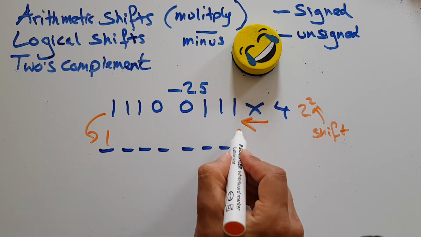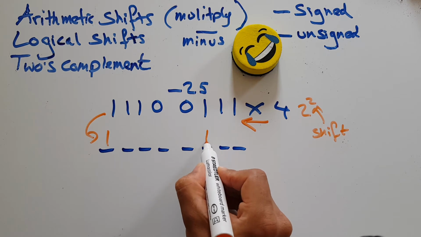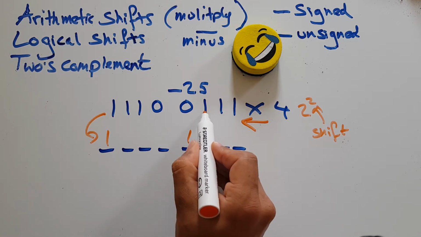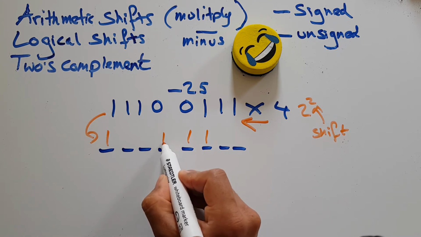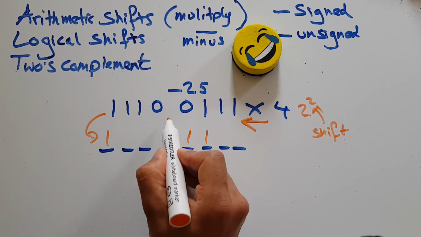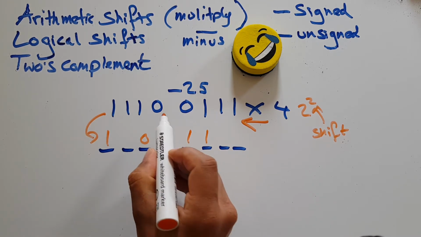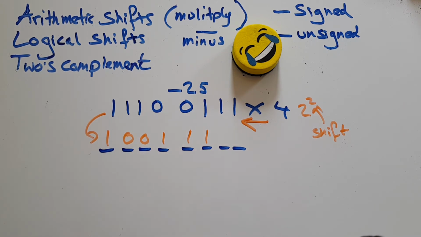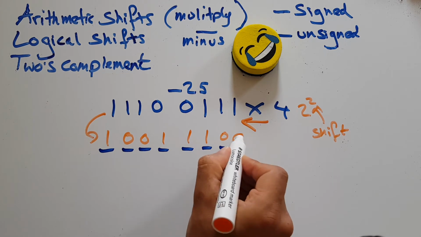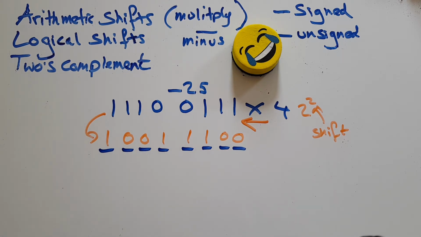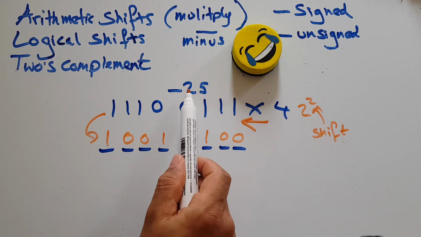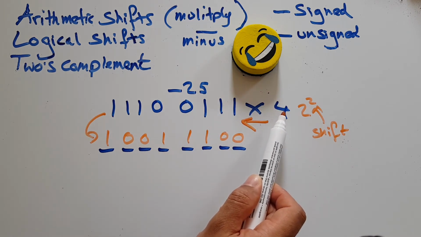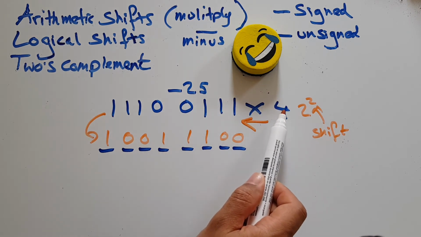So this one, 1, 2, there. This one, 1, 2, there. This one, 1, 2, there. This 0, 1, 2, there. This 0, 1, 2, there. And I fill in these empty place values with zeros. So minus 25 times 4, hopefully, well, it is in fact minus 100.